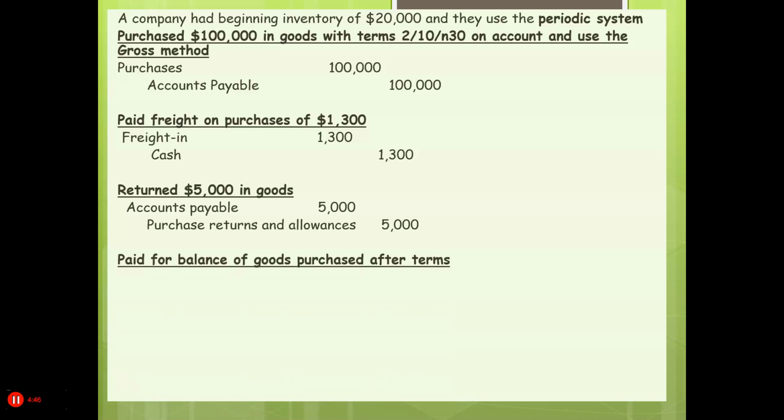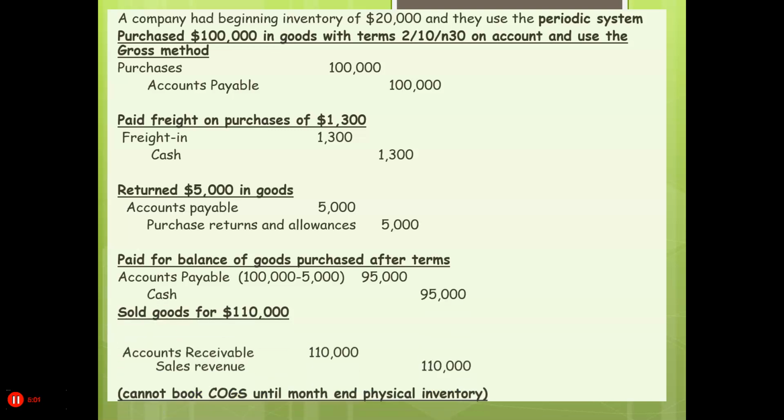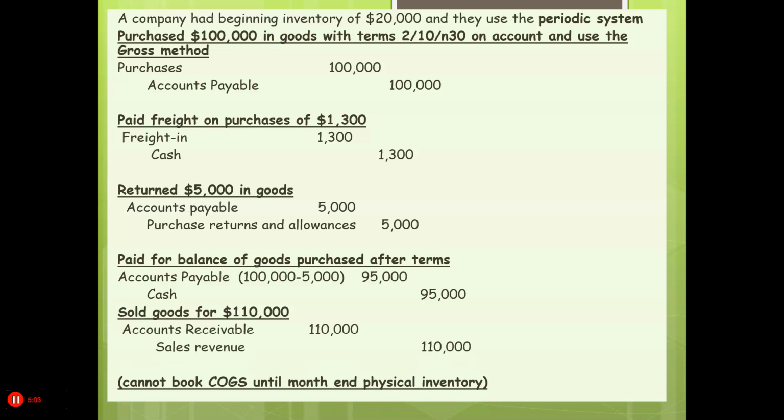And we paid for the goods after terms, so it would be $100,000 minus the $5,000 returned. Never forget to subtract anything you've returned. That's a common mistake students make. Cash would be 95, and then we sold 110,000 worth of goods. But remember, we cannot book cost of goods sold until month end when we do a physical inventory.